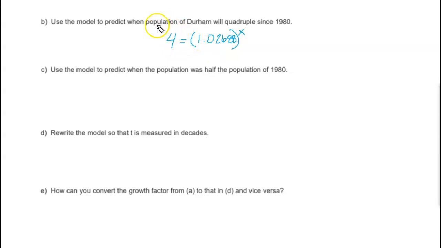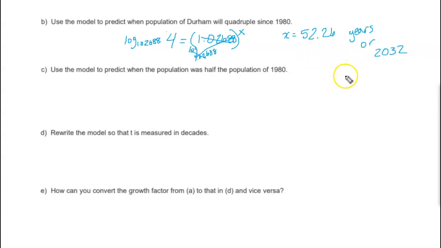Again, we can use our algebra. I'm going to have to do log base 1.02688 to both sides, and the log and the exponential will undo one another, and I get that x is equal to 52.26 years. Now the other thing is, when is that? That's 52 years after 1980, so that would be sometime in 2032 is when we would expect for Durham's population to quadruple.